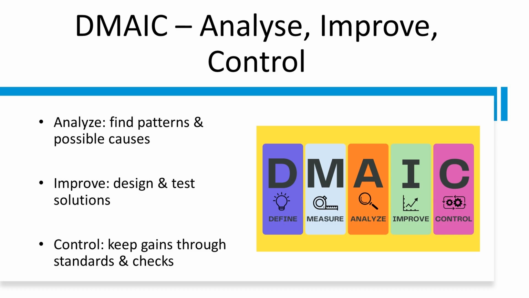DMAIC is particularly powerful for bigger, more complex problems where a quick fix is not enough. As a production supervisor, you may not run full Six Sigma projects, but you can still use the logic. Define clearly, measure accurately, analyze deeply, improve thoughtfully, and control consistently. Both PDCA and DMAIC support one critical mindset: focusing on the root cause, not just the symptoms.